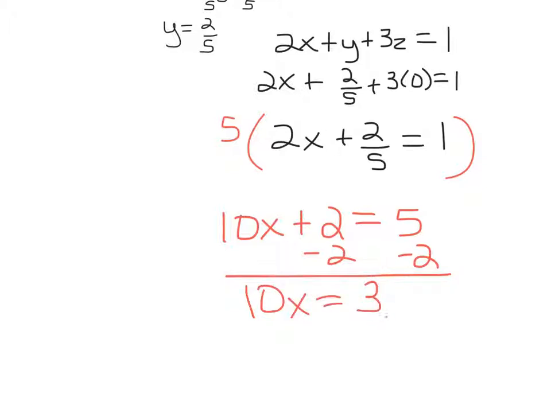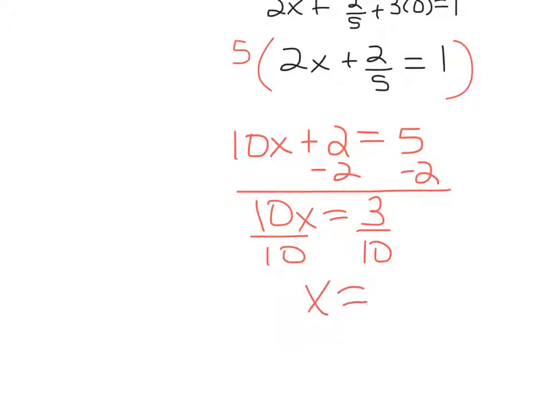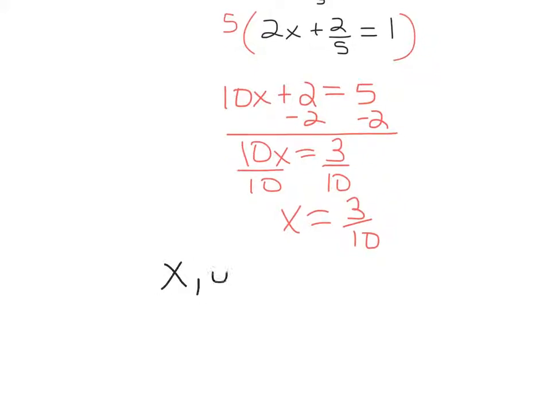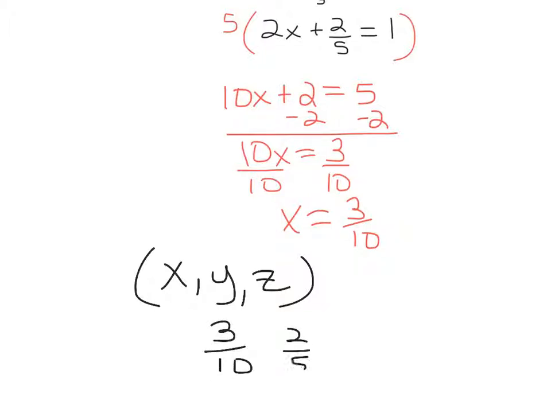10x equals 3. Divide by 10. And the x of my ordered triple is 3/10. So the final answer written as an ordered triple, remember ABC order, is 3/10, 2/5, and lastly the 0.